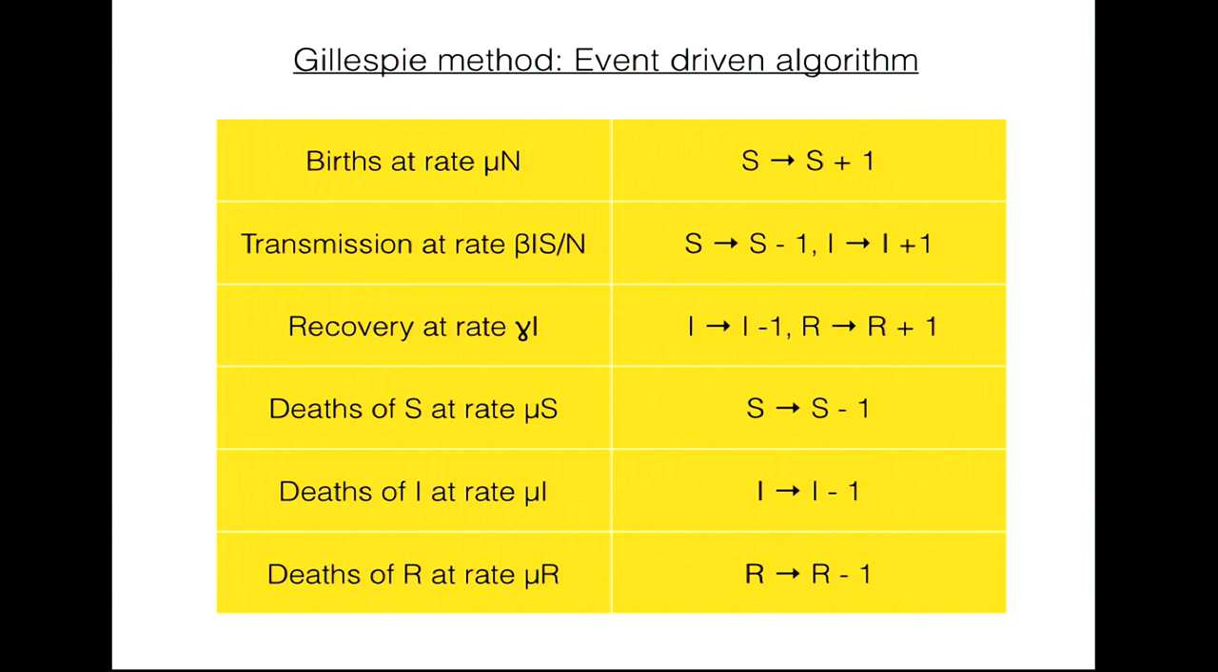And that just amounts to writing all of the things that can happen and writing down the rate at which each of those things happen. For example, S goes to S plus 1 represents some births at rate mu times N. Transmission at rate beta times I times S by N is S going to S minus 1. Number of susceptibles goes down by 1. Number of infectives goes up by 1. You recover at rate gamma times I. So I goes to I minus 1. R goes to R plus 1. Deaths of S at rate mu S is S going to S minus 1. So you have all of the rates on the left hand side, all of the events that can possibly happen on the right hand side.